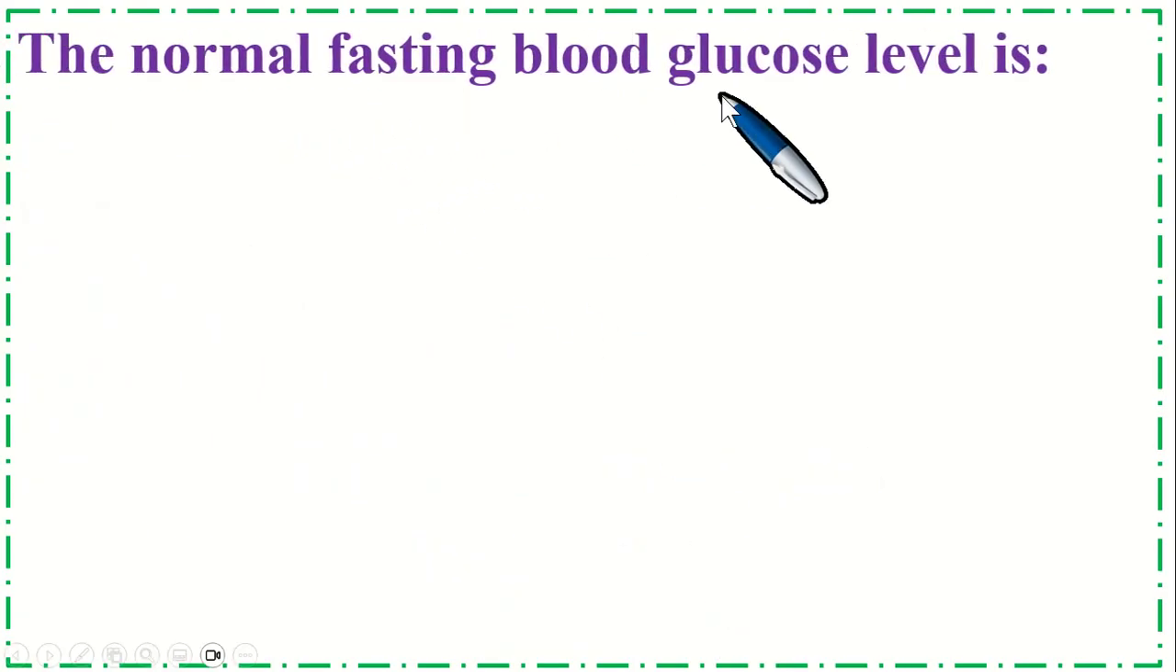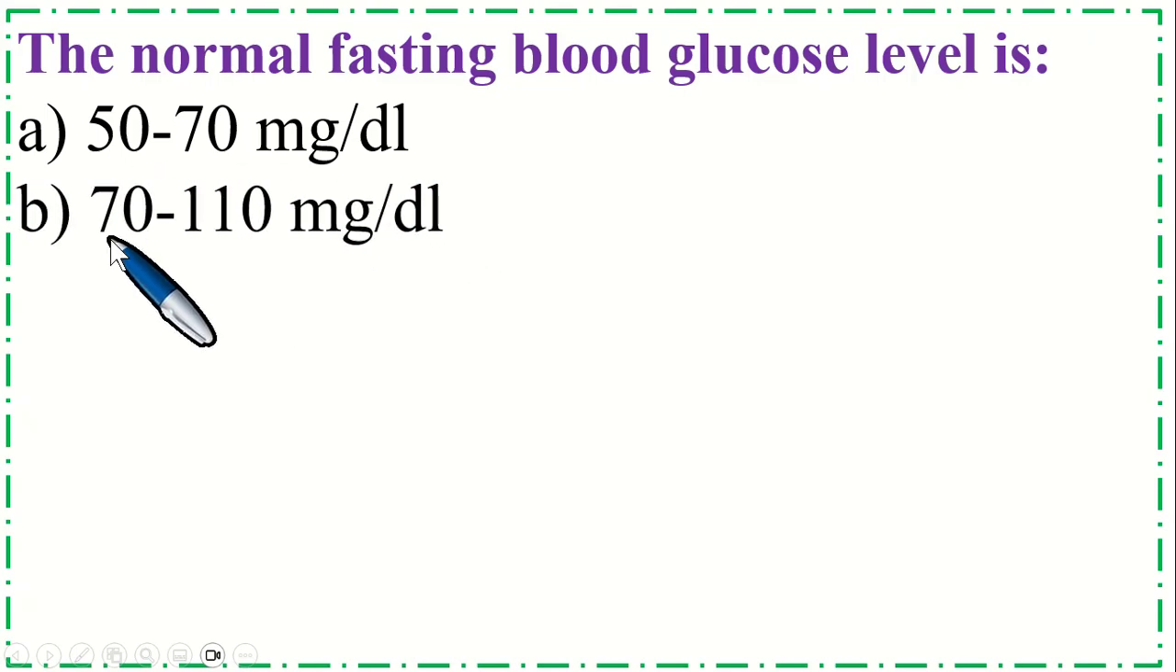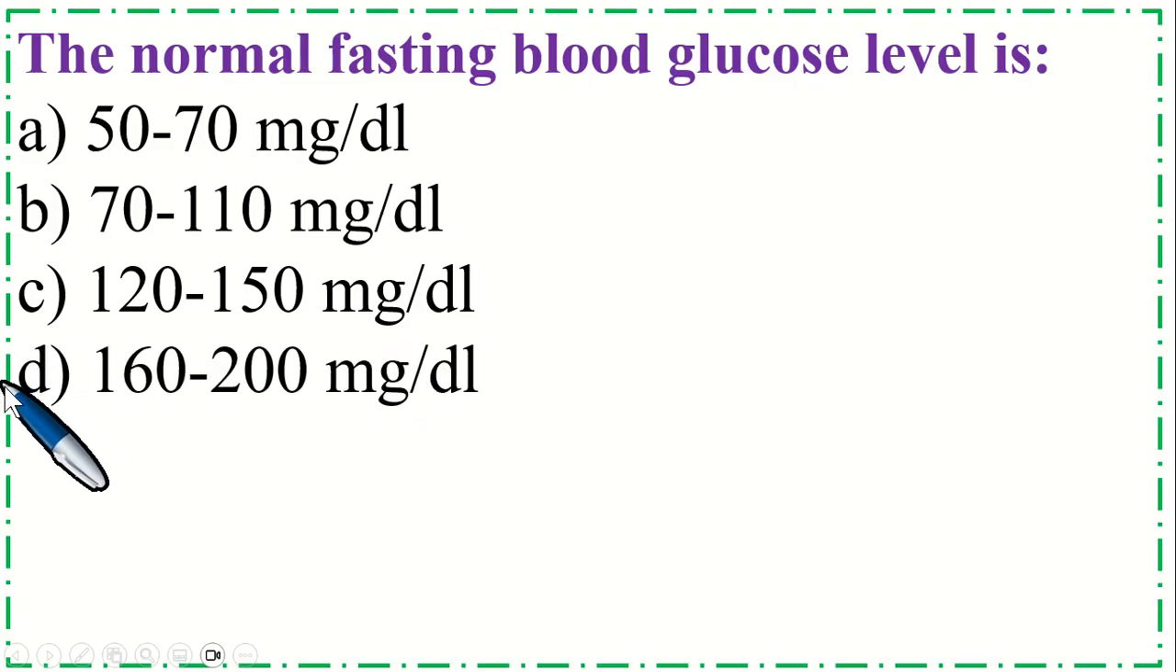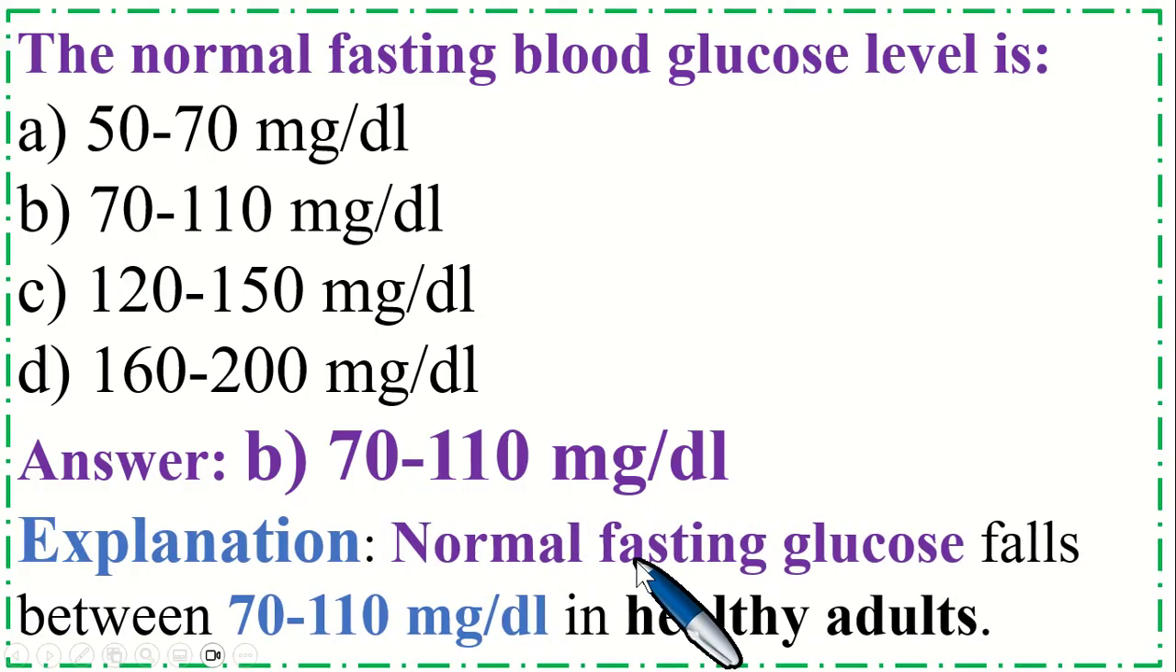The normal fasting blood glucose level is option A 50 to 70 mg per deciliter, B 70 to 110 mg per deciliter, C 120 to 150 mg per deciliter, and option D 160 to 200 mg per deciliter. So the correct option is B 70 to 110 mg per deciliter. Normal fasting glucose falls between 70 to 110 mg per deciliter in healthy adults.